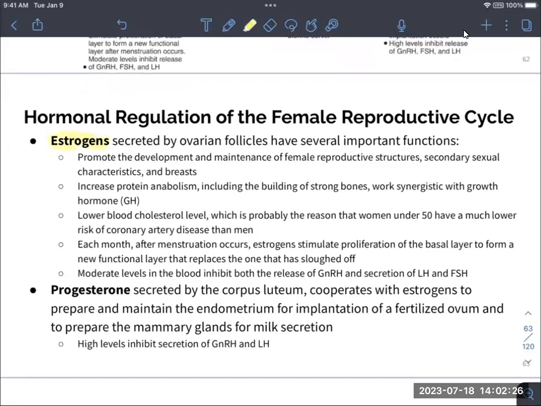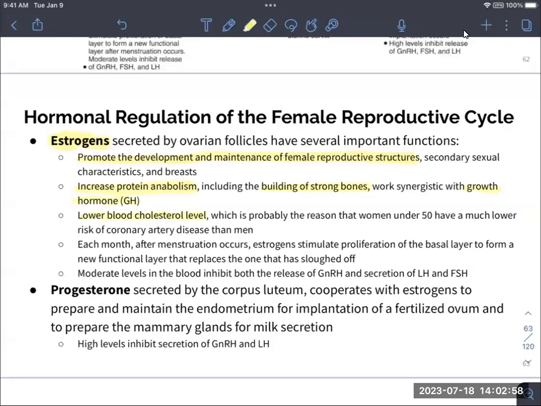Estrogen is going to promote the development and maintenance of the female reproductive system structures. It increases protein anabolism. Estrogen is what helps to keep bones strong and help to work with growth hormone. Estrogens will lower your blood cholesterol level, which is why women under 50 have a lot lower risk of coronary artery disease than men.